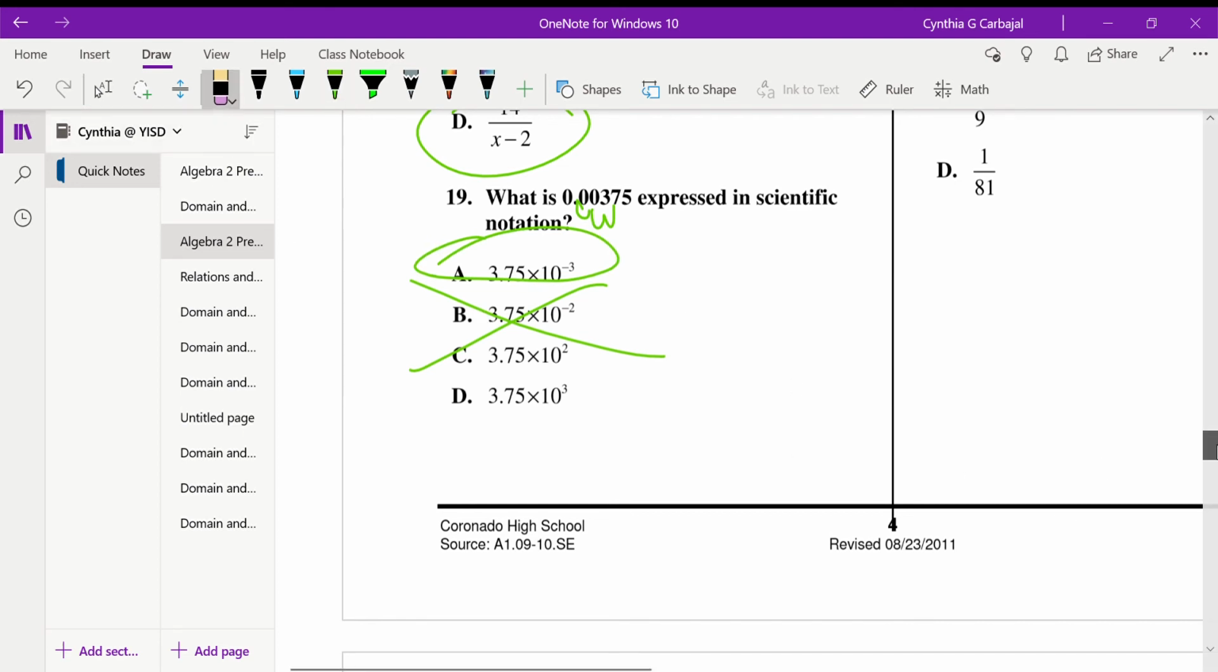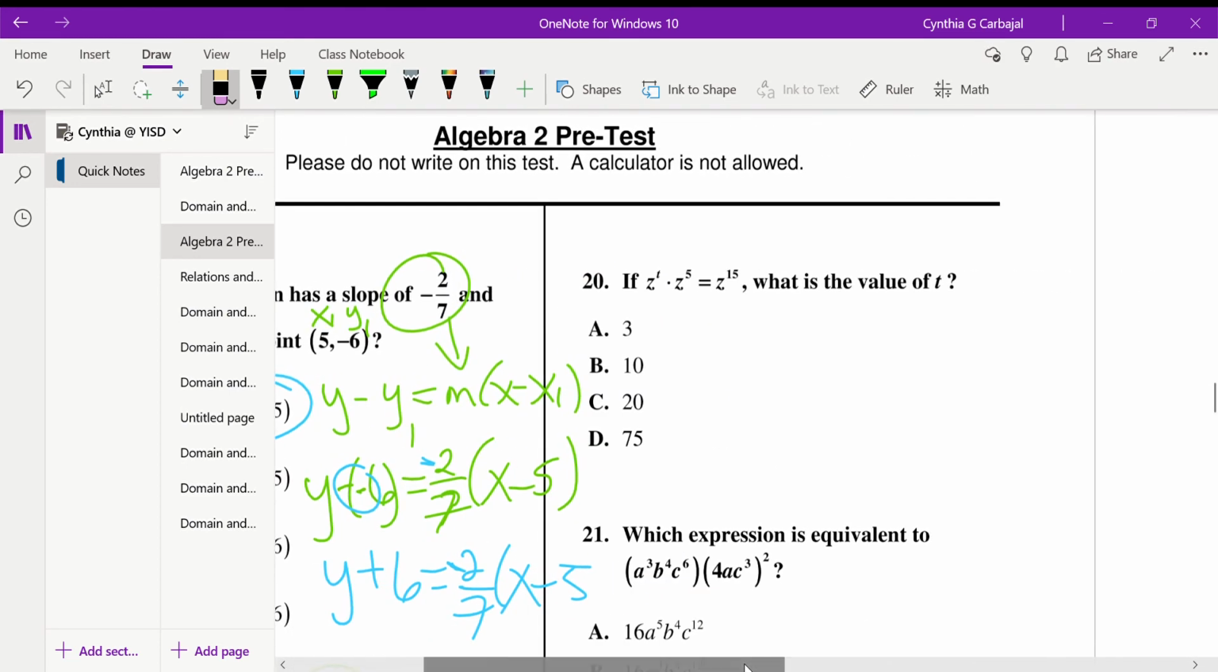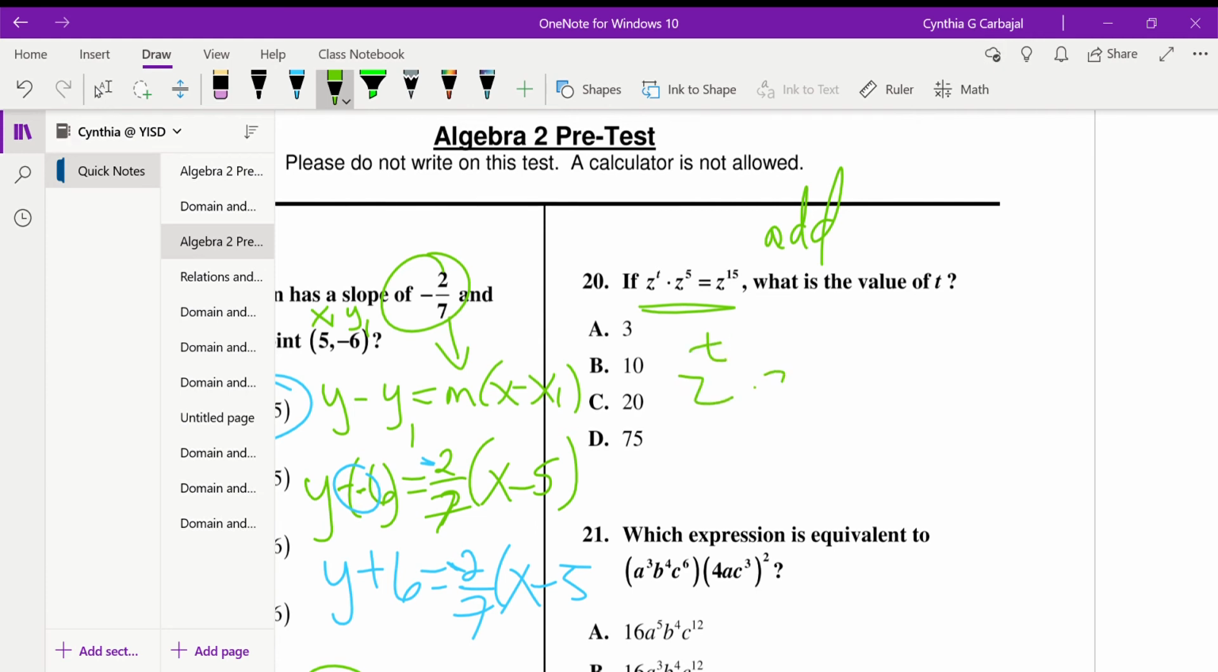Next one. Number 20. Number 20 is a review on properties of powers. So we look at the exponents, and when we multiply variables with exponents, we add. Do you remember we add their exponents? So we have z to the t, and then z to the 5 equals z to the 15. We would add the exponents to give us 15. So then t has to be 10, so that when I add 10 plus 5, I would get 15.